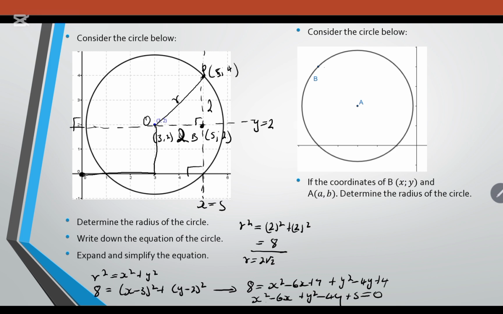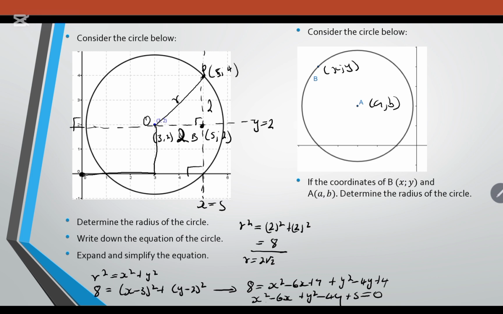Now, let us consider the circle given on the right hand side. Looking at this circle, we're given 2 points. The first point is A. If the coordinate of point B is x and y, the coordinate of A is a and b, and A is the center of this circle.